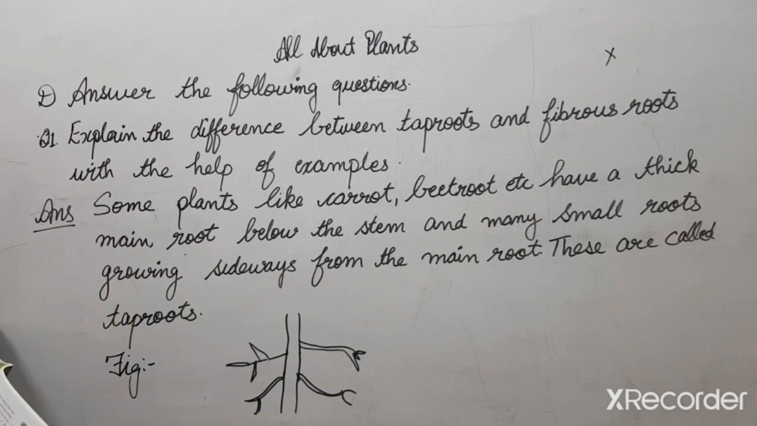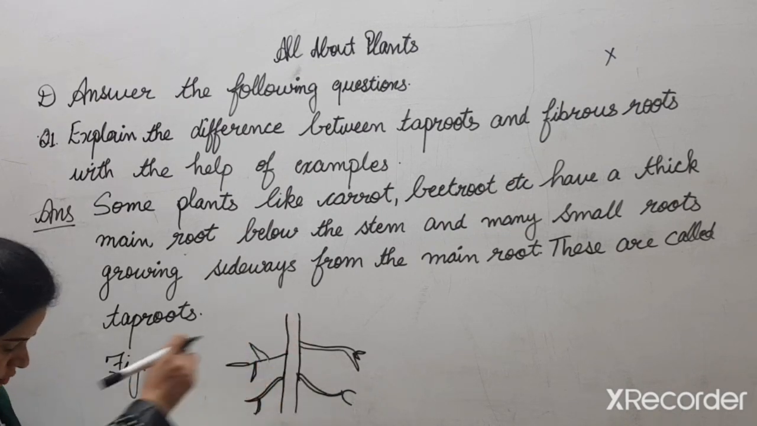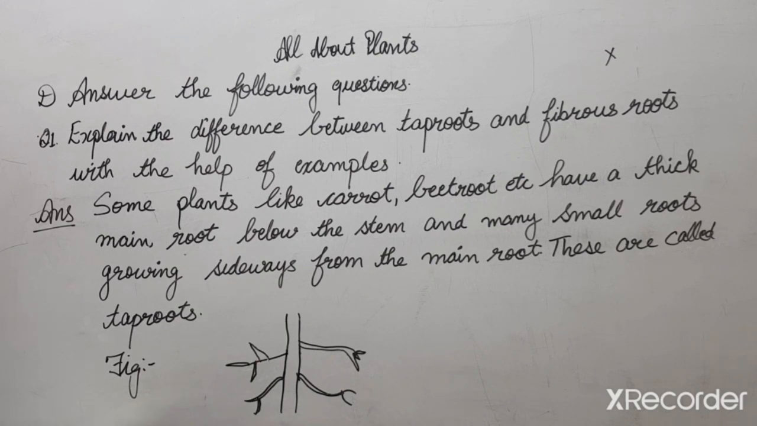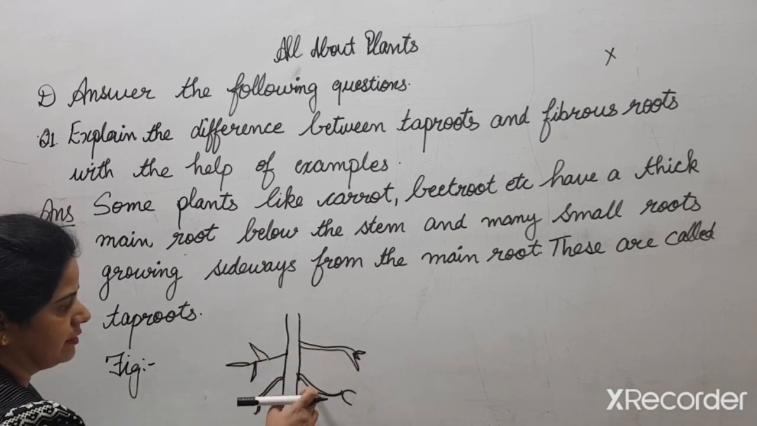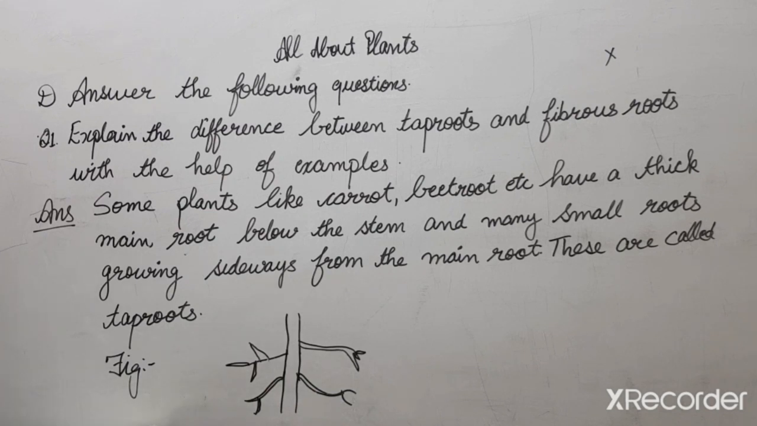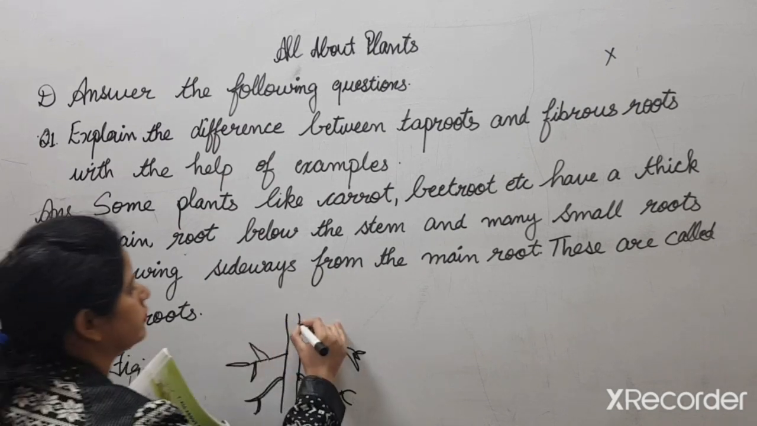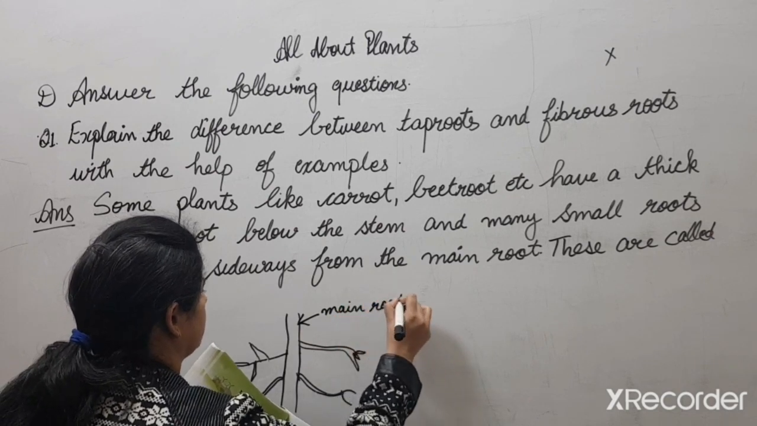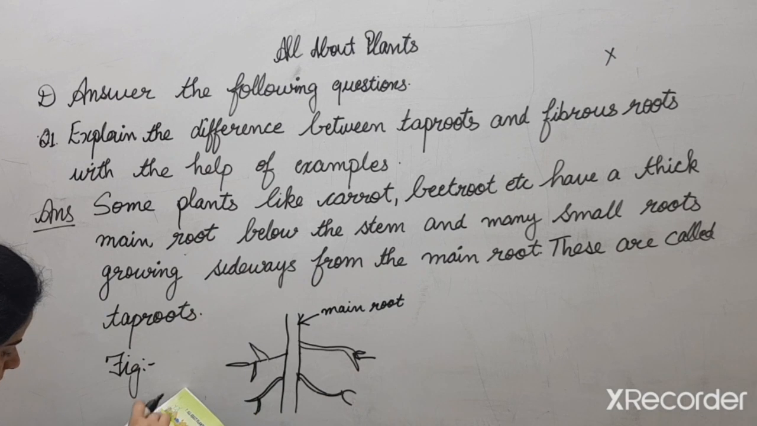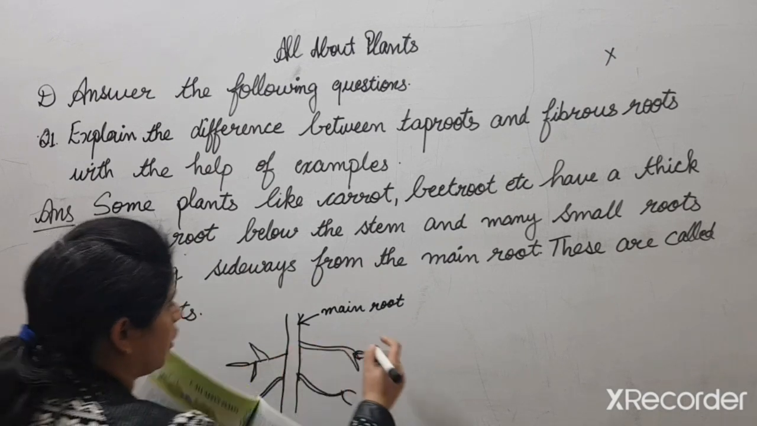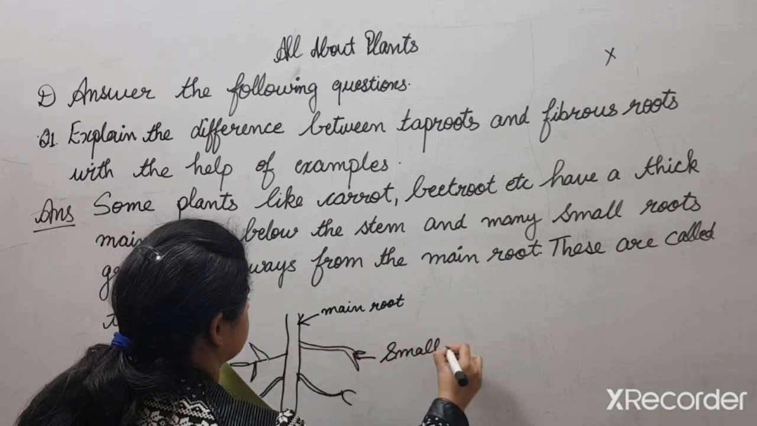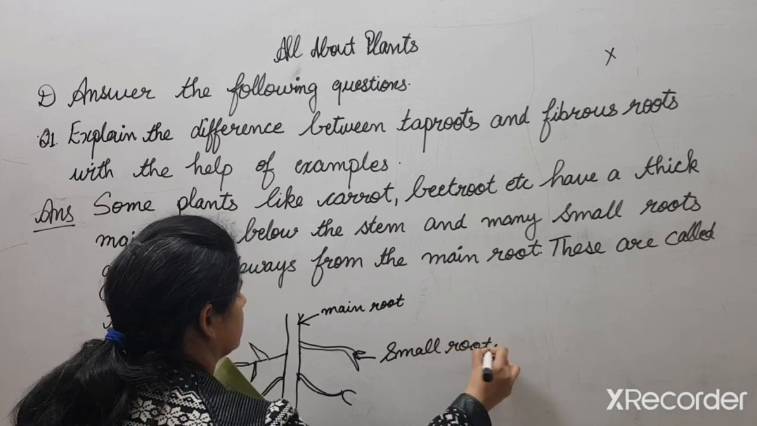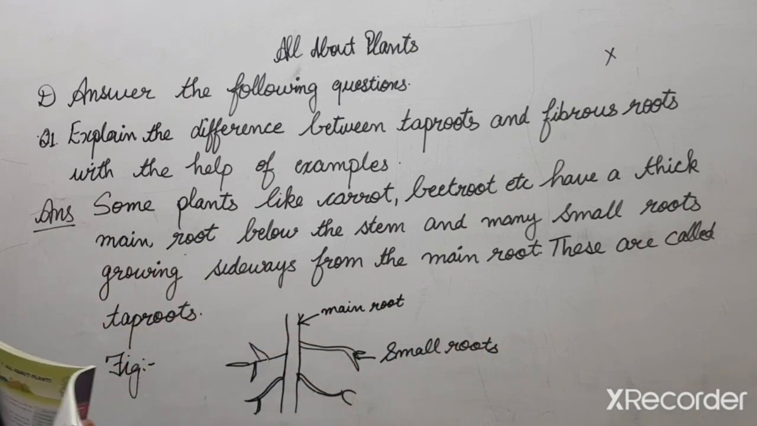Some plants like carrot, beetroot, radish, turnip have a thick main root. This is your thick main root below the stem and many small roots. See, these are the small roots growing sideways from the main root. So this is your main root and these are your small roots. So this is known as tap roots. Okay.